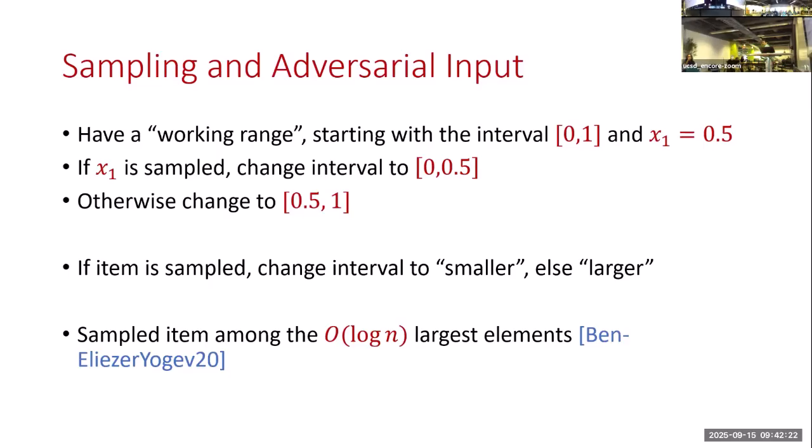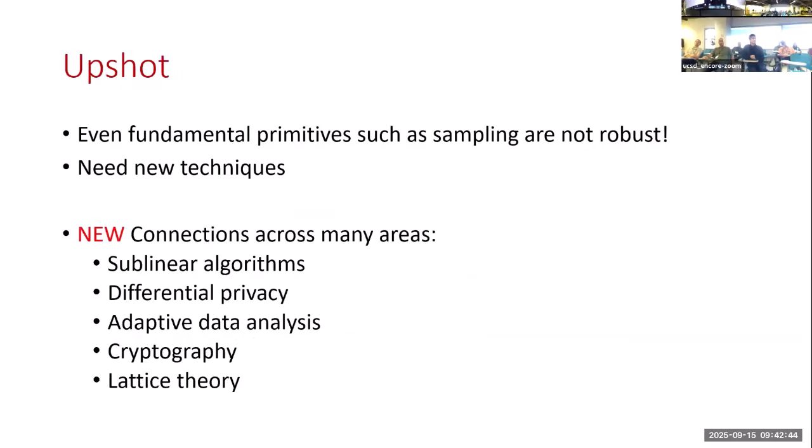So this is really not representative. We're going to sample something from a data set, but it's guaranteed that we'll always sample something from among the largest log n elements of the set. And in Omri's paper, he also noticed that this phenomenon applies to other approaches of sampling, like Bernoulli sampling. So again, the main upshot is that even fundamental primitives such as sampling are not robust. And so we need new techniques.